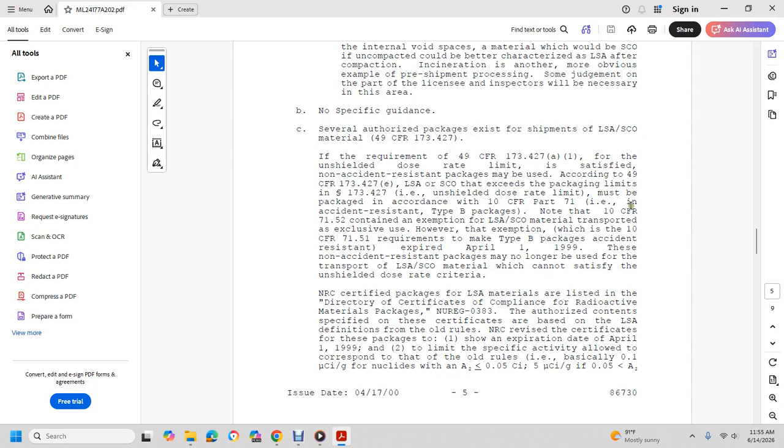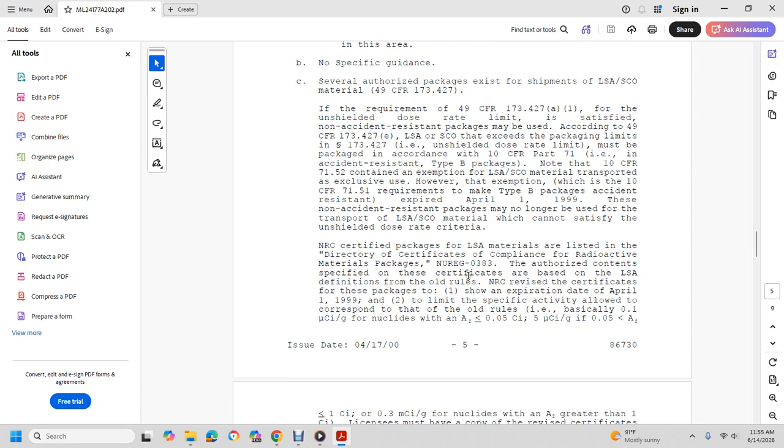The package must be in accordance with Title 10 CFR Part 71 and be an accident resistant Type B package. Note that under Title 10 CFR 71.52, contaminated exemption LSA surface contaminated object material transport is exclusive. However, the exemption in Title 10 CFR 71.51, the requirement of the Type B package being accident resistant, expired on April 1st, 1999. These non-accident resistant packages may no longer be used for the transport of LSA and surface contaminated object material which cannot satisfy unshielded dose rate criteria.